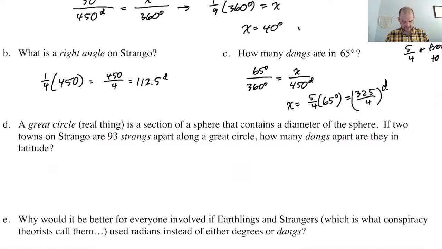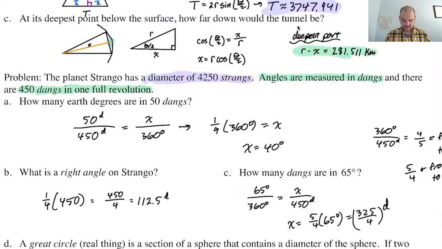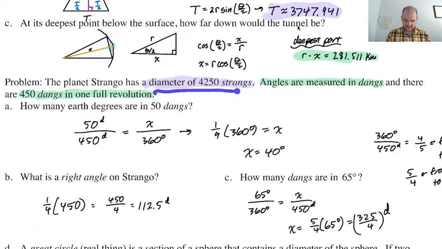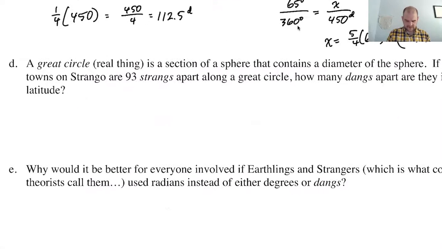If two towns on Strango are 93 strangs apart, so strangs are a measure of distance, they are that far apart. Okay, so let's start drawing.